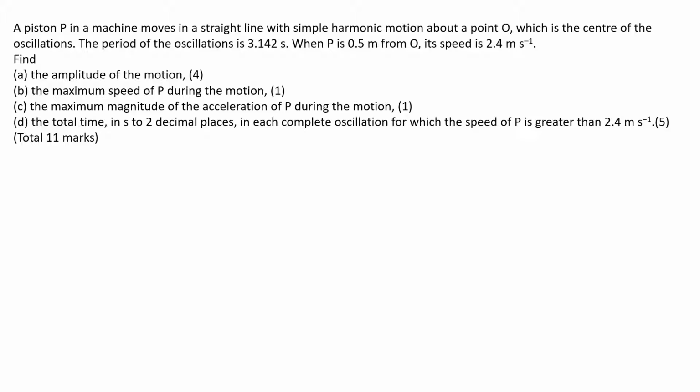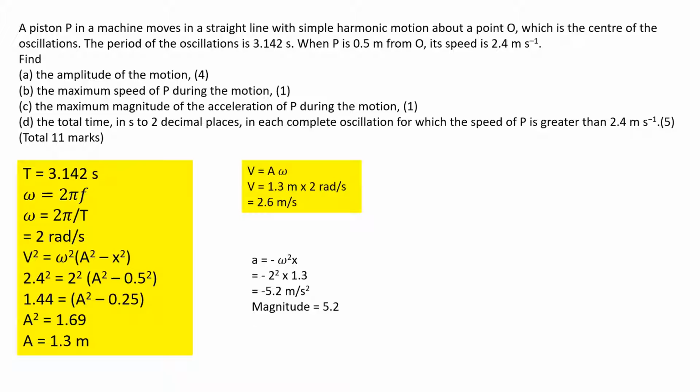Find the amplitude of the motion, the maximum speed of P during the motion, the maximum magnitude of the acceleration of P during the motion, and the total time in seconds to 2 decimal places in each complete oscillation for which the speed of P is greater than 2.4 meters per second. So total 11 marks. So we've got the period as 3.142 seconds.